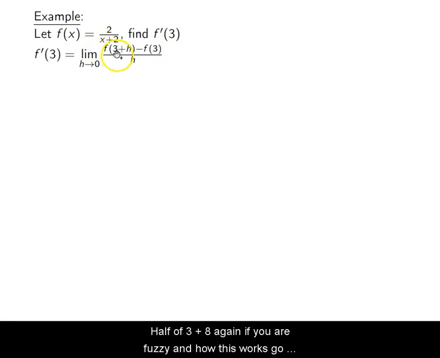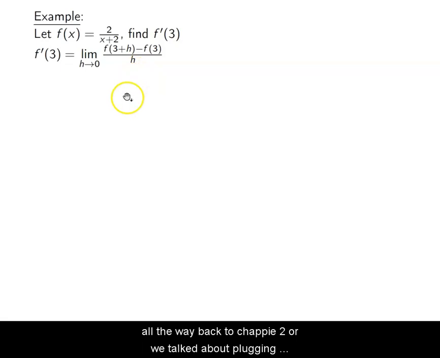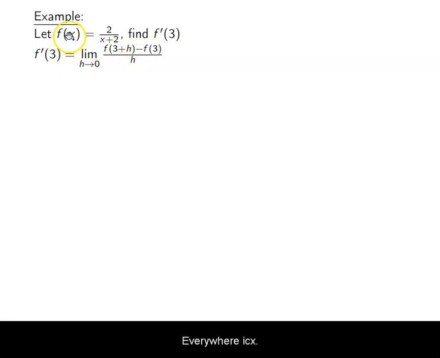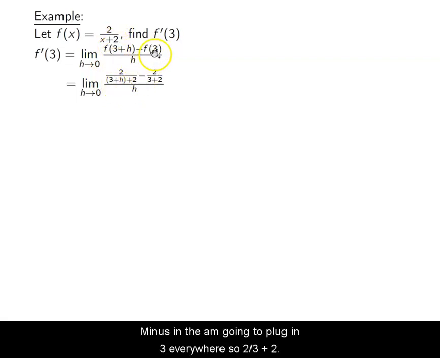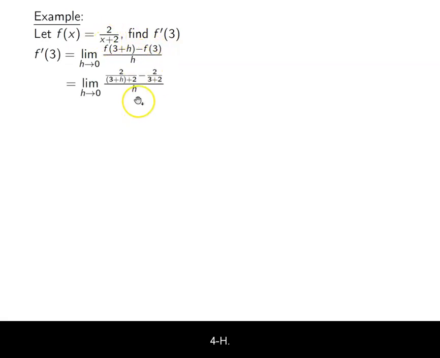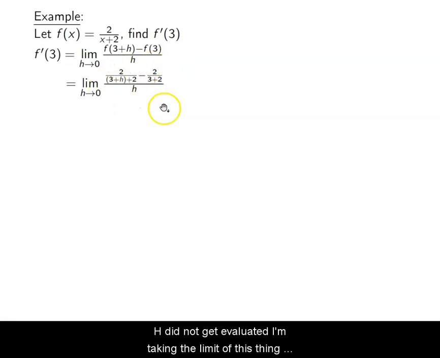Now I want to actually plug this into my equation. So f of 3 plus h, again, if you are fuzzy on how this works, go all the way back to chapter 2 when we talked about plugging in weird stuff into our functions. This is just my input. Everywhere I see x, I plug in 3 plus h. So this will be 2 over 3 plus h plus 2, minus, and then here I'm going to plug in 3 everywhere, so 2 over 3 plus 2, all over h. Remember, h does not get evaluated. I'm taking the limit of this thing.